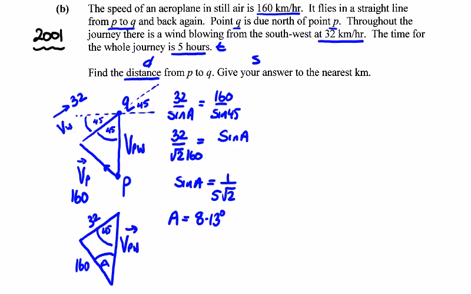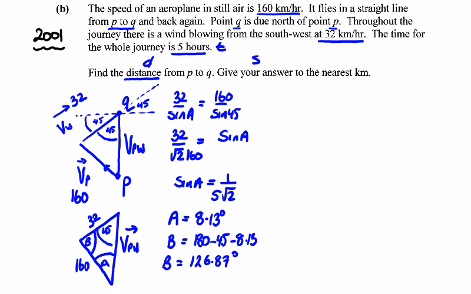So we're going to need the velocity of the plane relative to the wind. We're going to need the speed of this eventually. So we will need this angle opposite it. We'll call it B. So this angle B is going to be equal to 180 minus 45, which is 135, minus 8.13, which is 126.87 degrees for the angle B.